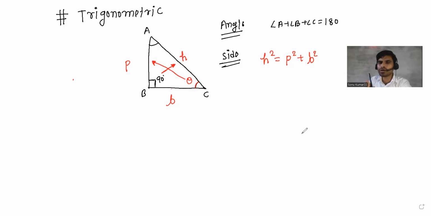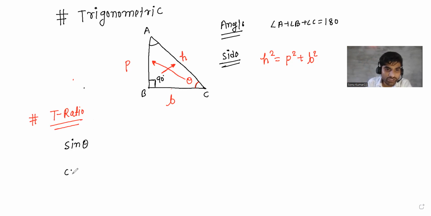Now, talking about the relation between the angle and sides, there are six trigonometric ratios. I'm writing trigonometric ratio as T ratio. There are six trigonometric ratios. I'm writing them one by one here. Be focused here. So the first one is sine theta.